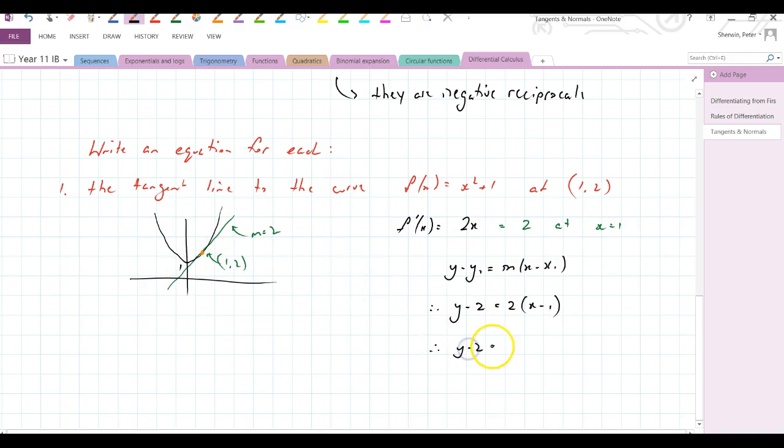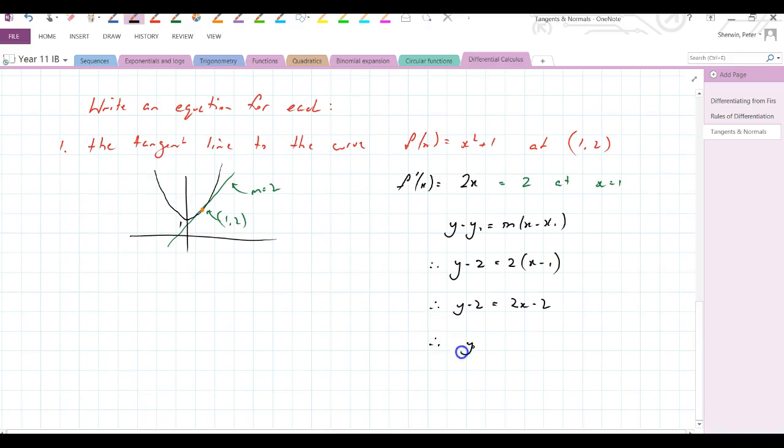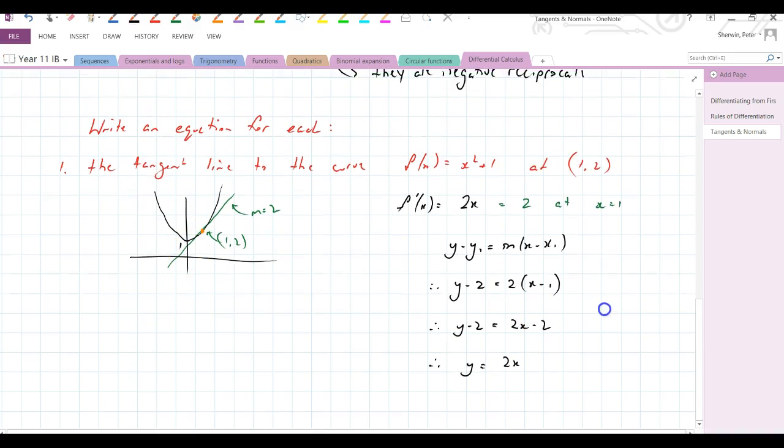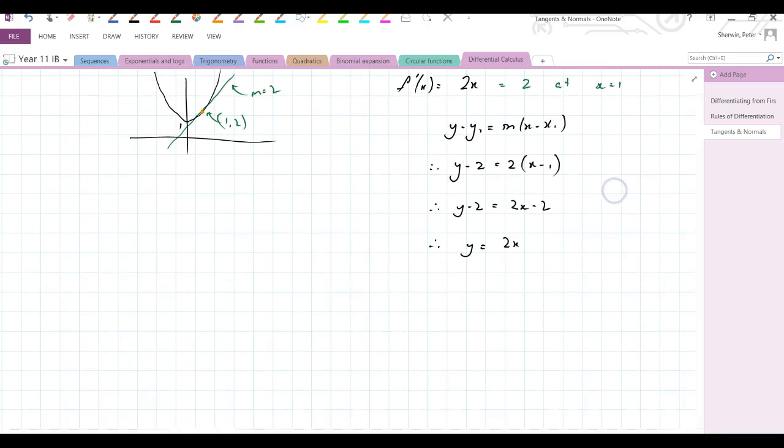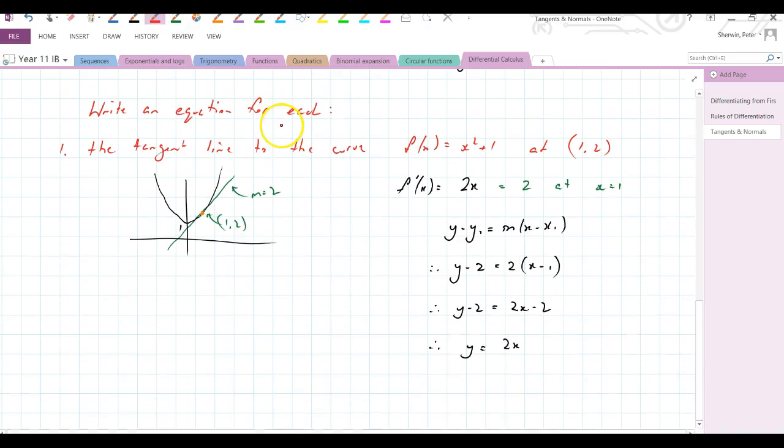Therefore, y minus 2 is equal to 2x minus 2, and therefore we make y the subject. It's probably the neatest way of doing it. It says y equals 2x. In fact, that should go through the origin if I'd drawn that correctly. Okay, next question.